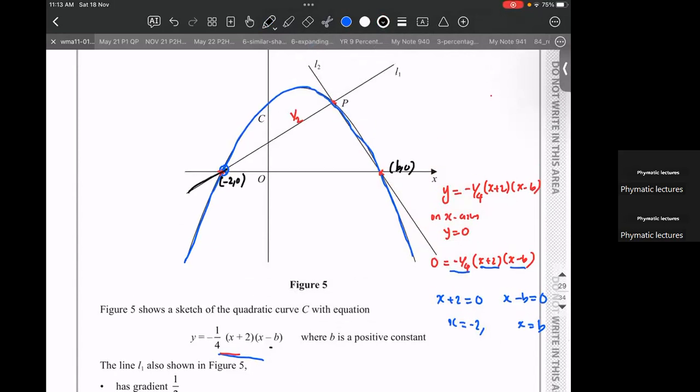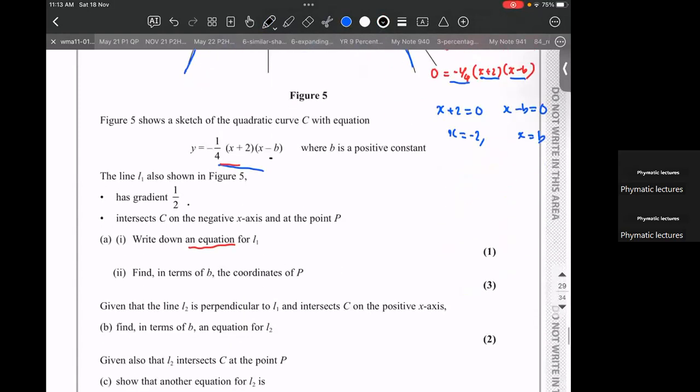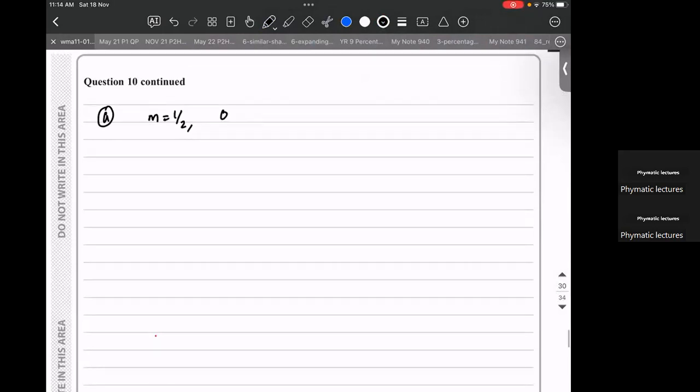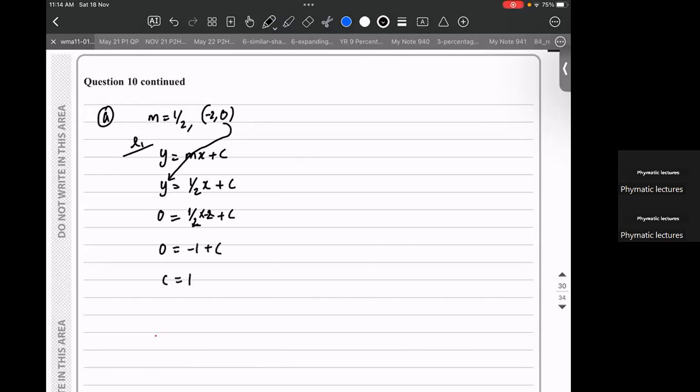So this line L1 is now passing through minus 2, 0 and the gradient is 1 by 2. So how will you find the equation of this line? So gradient is 1 by 2 and it is passing through minus 2 comma 0. Therefore, general equation of any line is y is equal to mx plus c. So y is equal to half x plus c, and it is passing through y coordinate 0 and x coordinate is minus 2. So 0 is equal to minus 1 plus c.